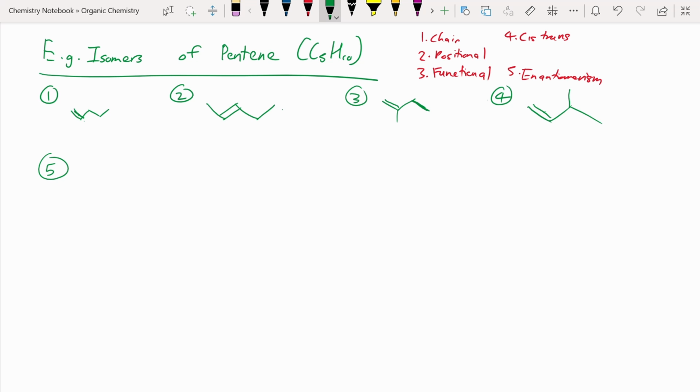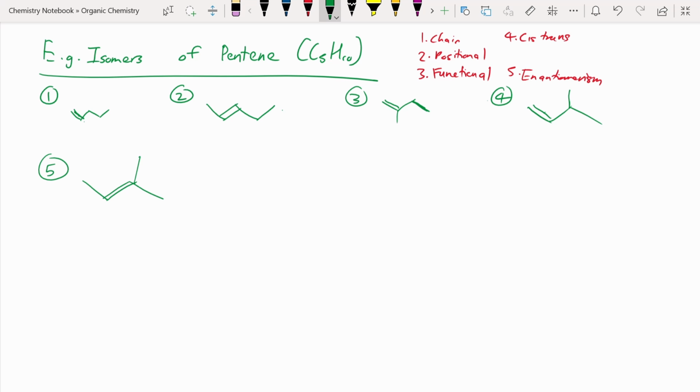If the longest chain is butene, we can still shift the functional group. So in this case, the functional group is on the first carbon. Now we can shift it to the second carbon. Okay, you can shift it to the second carbon, and then we can have another chain. So maybe on this chain, we can put it here. Okay, and this will be another new isomer.